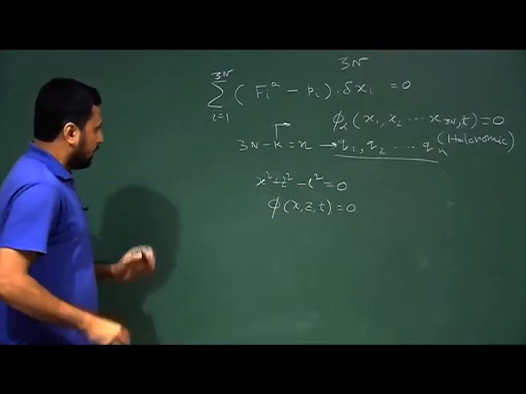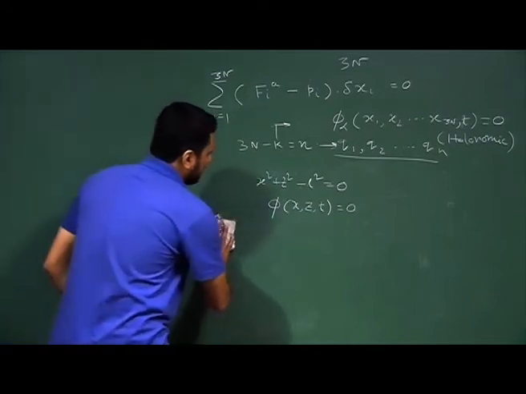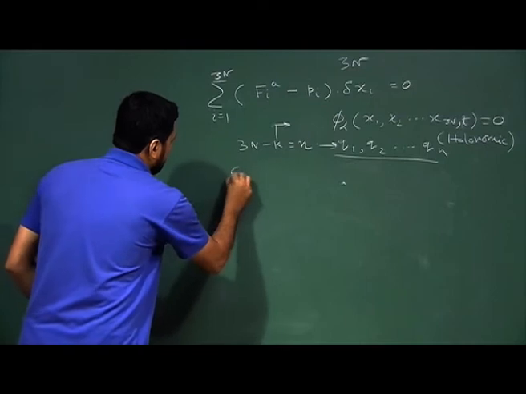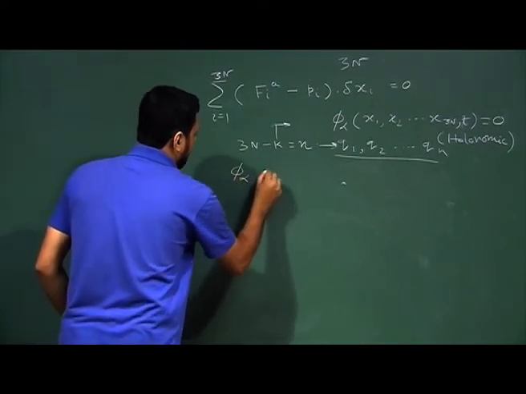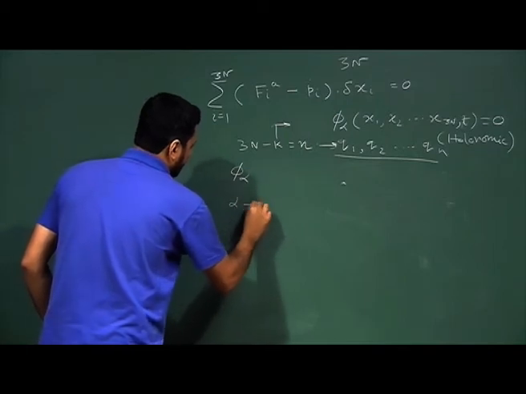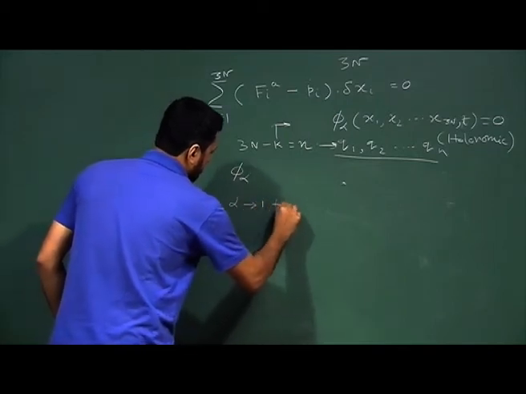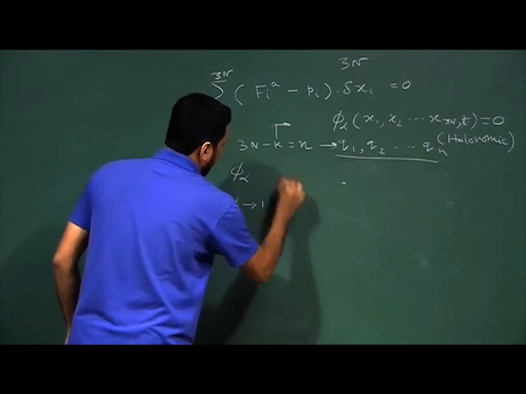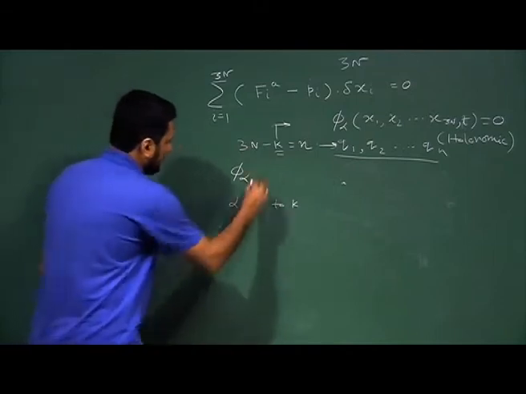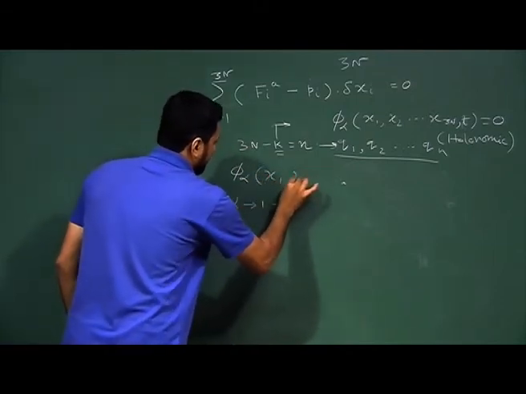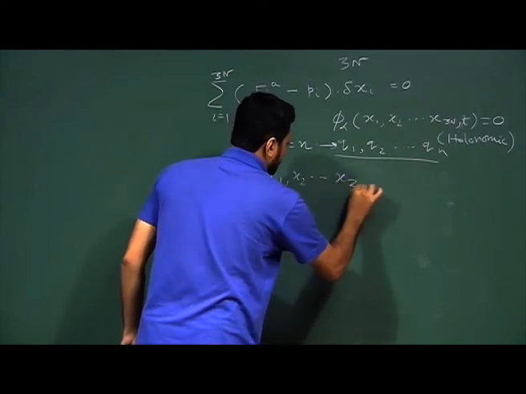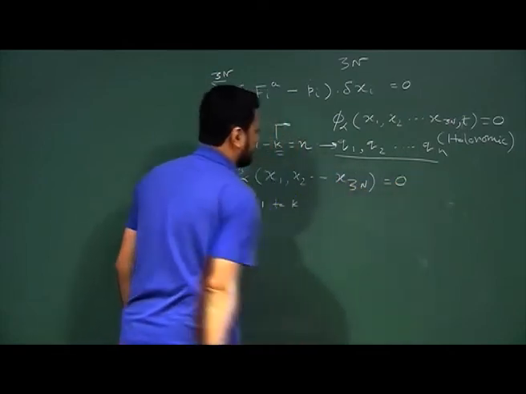Now, the general constraint equation has this particular form. I will just write it once again: phi alpha, where alpha runs from 1 to k, k being the number of constraint conditions. Okay. So, it will be phi alpha of x1, x2, up to x3n equal to 0.